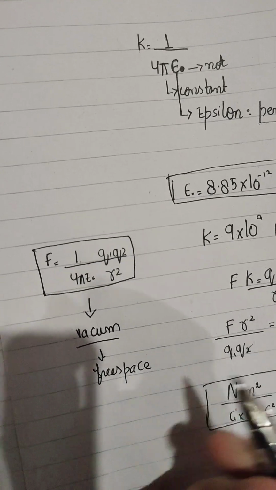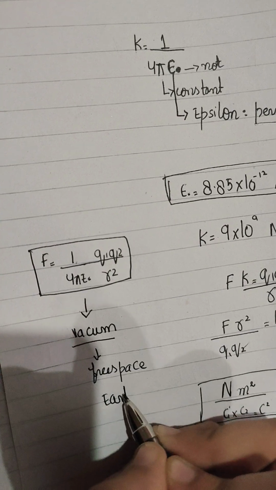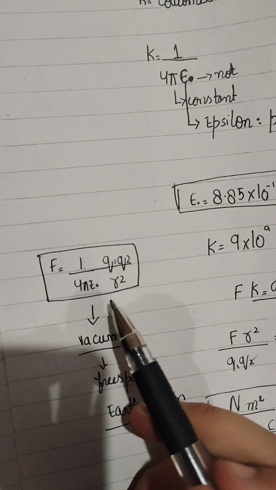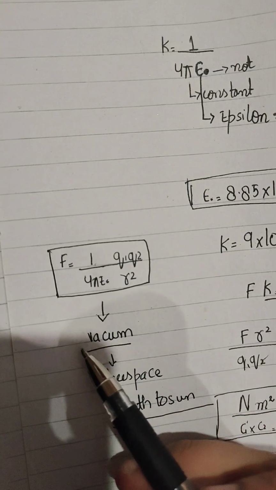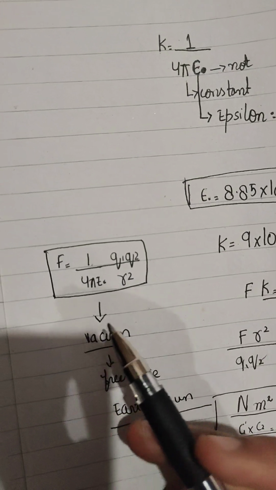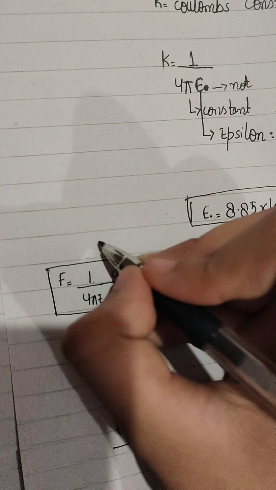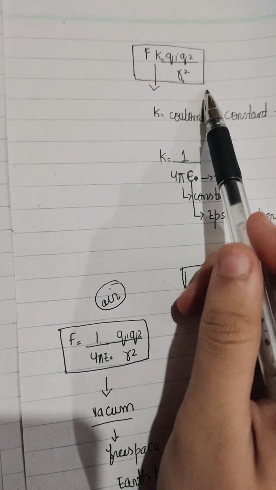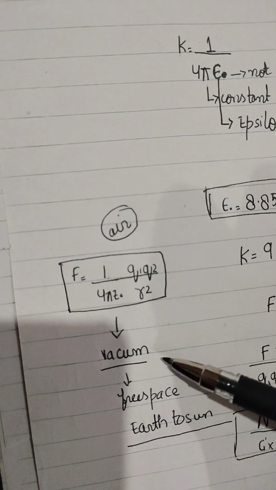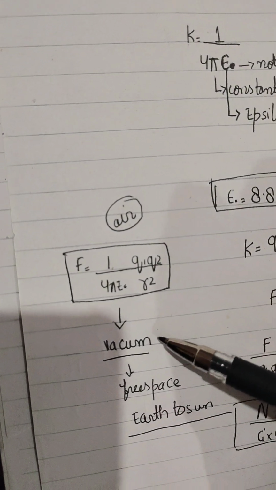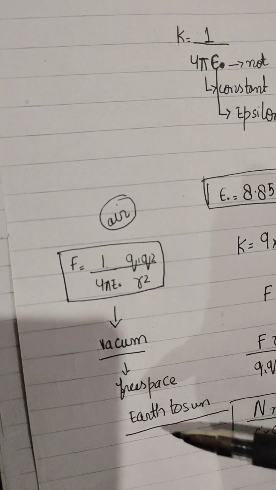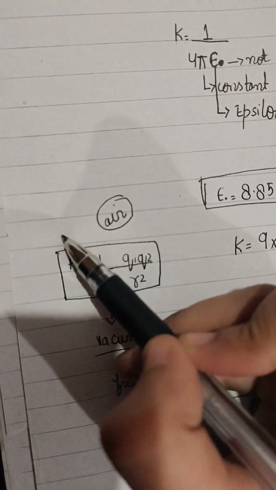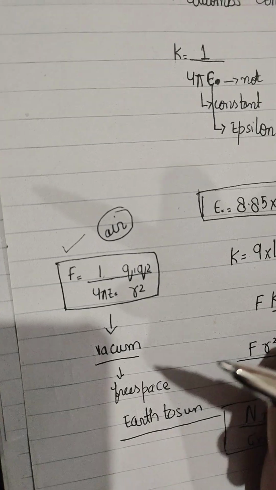Where is the free space? From earth to sun, there is free space. We use this formula where the medium is not present. We know that air is a medium, so we use a different formula for the air medium. But when there is no medium, meaning free space, like from earth to sun, when the charge exists there, we use this formula.